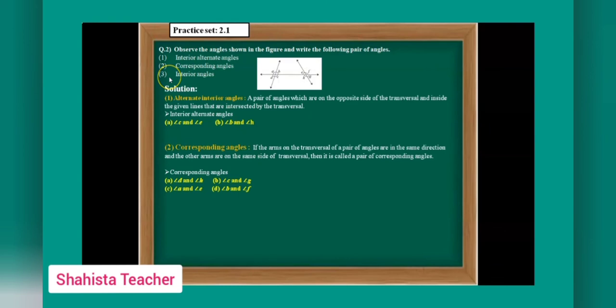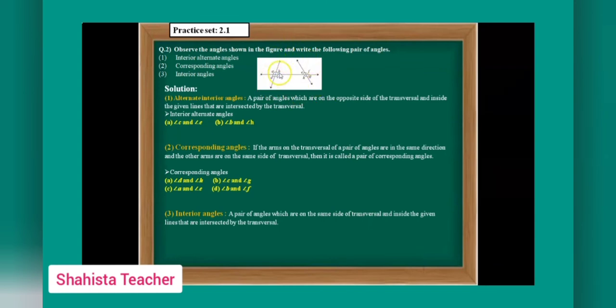Now we will see the last part of this sum, that is interior angle. First we will recall the definition of interior angle. Definitions are optional, no need to write. Only you have to write pairs of angles. So here interior angle: a pair of angles which are on the same side of the transversal and inside the given lines, intersected by the transversal. That means same side of the transversal but inside.